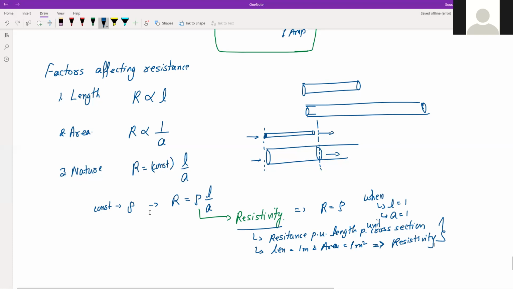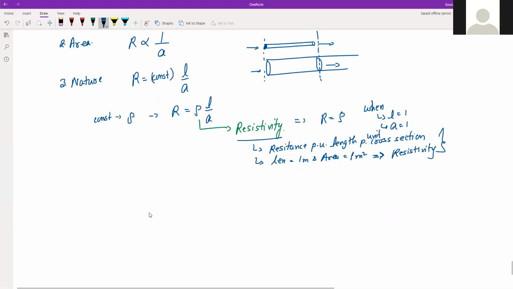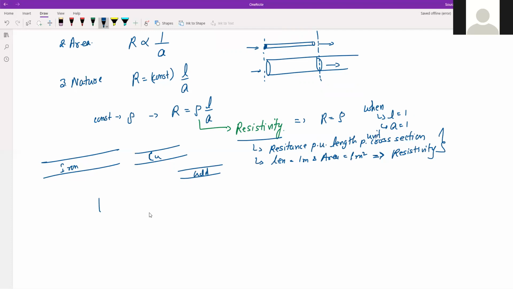Right? So that is what resistivity is. If you give me iron, copper, or gold, it doesn't matter. I'll take out a section of this which is 1 meter in length and 1 meter square in area, and then I'll find its resistance, and that resistance I'll call rho or resistivity. So rho or resistivity is independent of length and area. It depends only on the material which we choose.